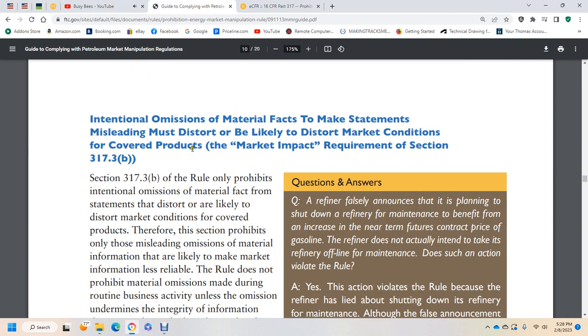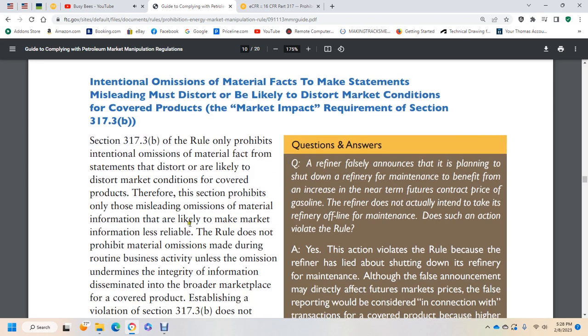The intentional omission of a material fact that makes a statement misleading must also be likely to distort market conditions for the covered product, which is the market impact requirement of section 317.3(b). The rule only prohibits the omission of a material fact from a statement that distorts, or is likely to distort, market conditions for the covered product. Therefore, the section prohibits only the misleading omission of material information likely to make the market or information less reliable.